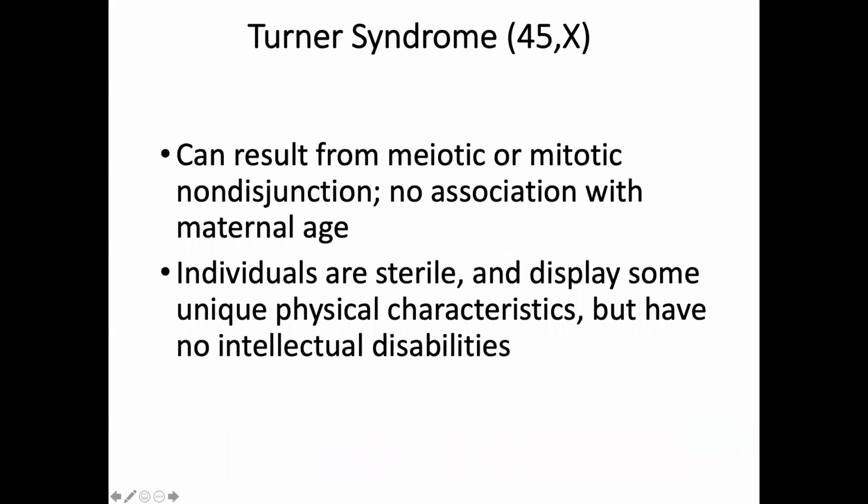Turner syndrome can result from meiotic or mitotic non-disjunction. However, it does not seem to be associated with maternal age. The affected individuals often have a short neck, low-set ears, short stature, and may develop vision and hearing problems. They cannot have babies, but most people with Turner syndrome have normal intelligence.